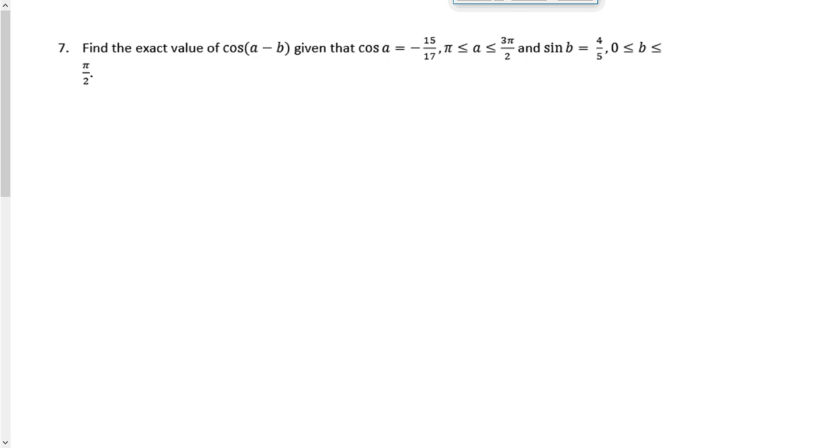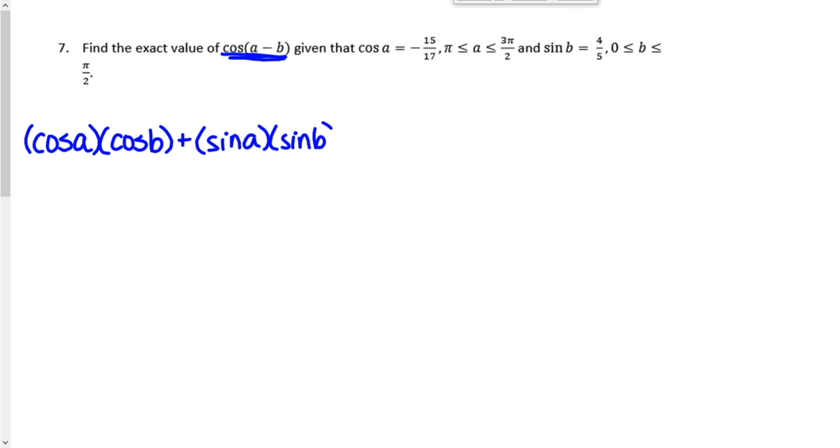All right. Find the exact value of cosine A minus B. That's the formula that we're going to be plugging into. So tell me what that formula is real quick before we do anything else. Just to go ahead and have that formula so I know what I am going to be working with.